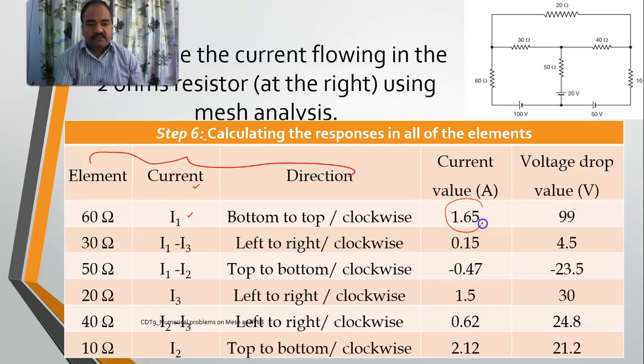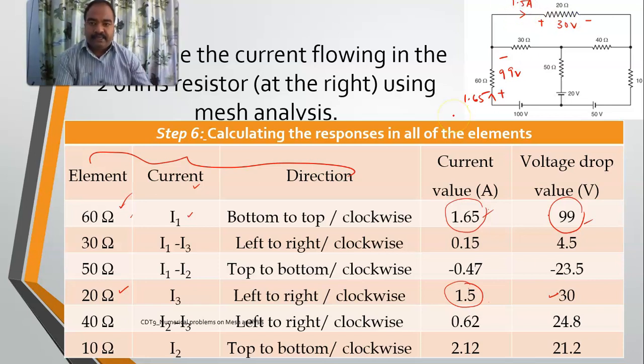So I'll substitute it. If I want the voltage drop across this one, 1.65 into the resistor. Current into resistance gives me my voltage. So this is the voltage across my 60 ohms resistor. Right. So across the 60 ohms resistor, it was from bottom to top. So it will be plus 99 volts. And the current will be in this direction, 1.65. Similarly, see, for the 20 ohms resistor, it was I3. So I3 I had directly, value 1.5. And 1.5 times 20 is 30 volts. It is from left to right. And the current flowing is 1.5 amperes.